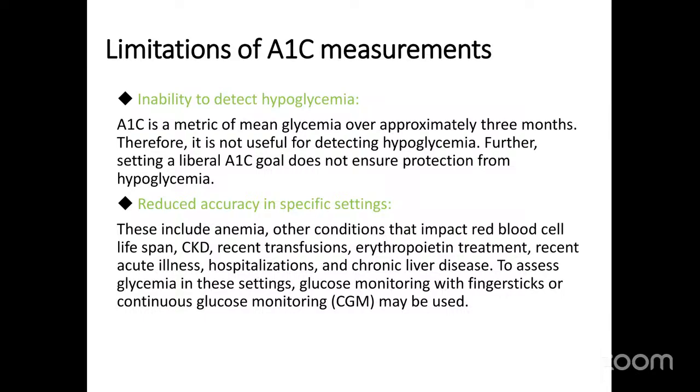Also, it has reduced accuracy in specific settings, like anemia or any other conditions that impact RBC lifespan, or chronic kidney disease, recent transfusion, erythropoietin treatment, or recent acute illness, hospitalization, and chronic liver disease. In these situations, we can use a normal fingerstick test with a normal glucometer, or we can use what is called continuous glucose monitoring, which we are going to discuss soon.